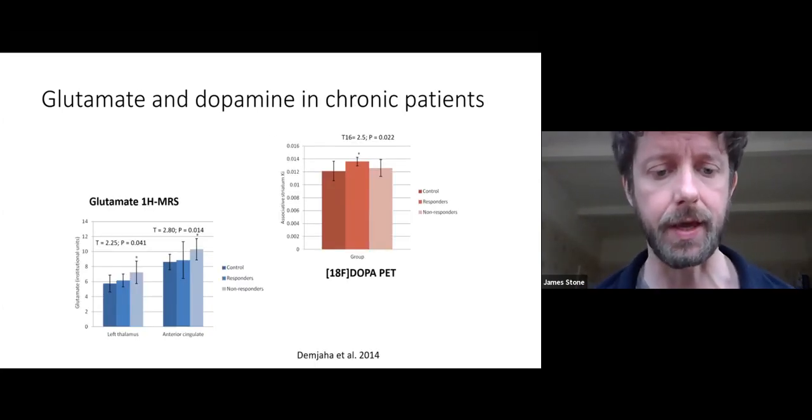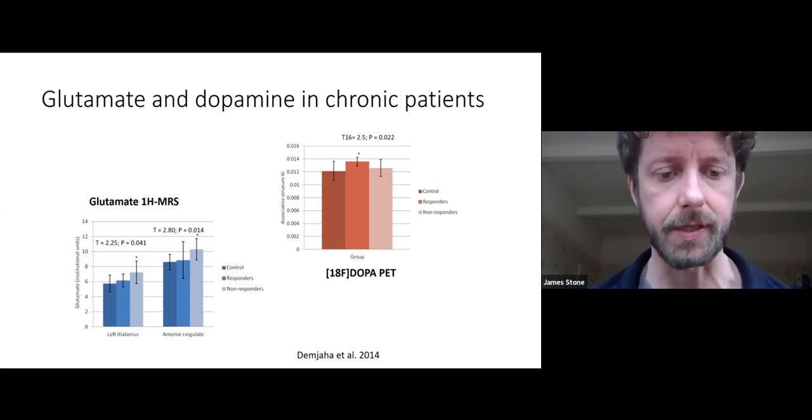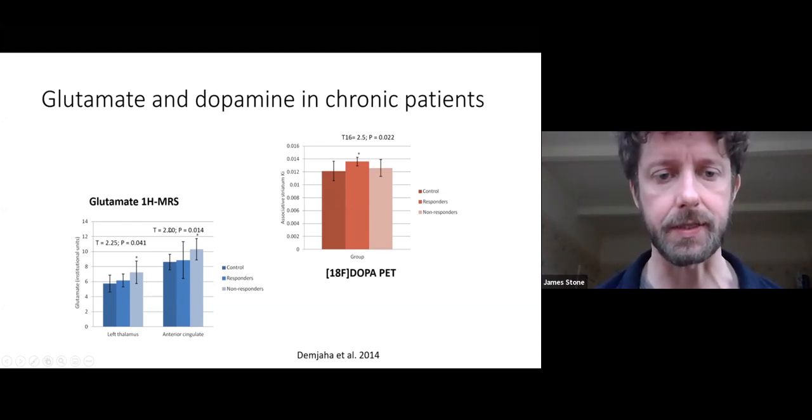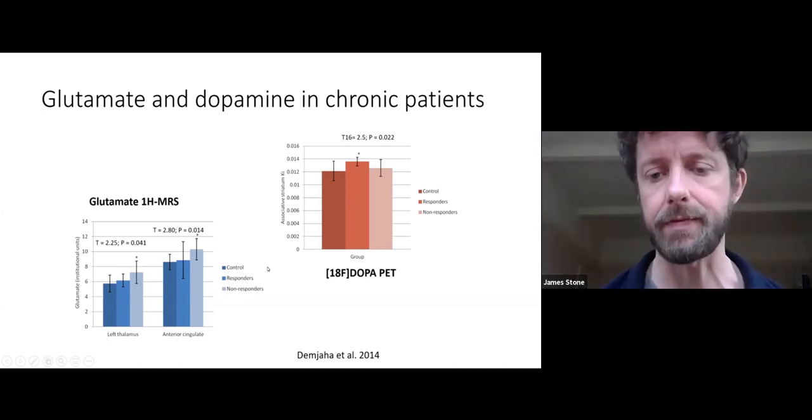Subsequently, we did some more work, and Oliver Howes' group as well did some work on this using MR spectroscopy and 18F-DOPA PET to look at the dopaminergic system. Arsema, who did this study, looked at patients with schizophrenia: first controls, then patients who are responders to antipsychotic drugs, and then patients who are non-responders, and again found the same pattern, that the non-responders tended to have higher levels of glutamate in the anterior cingulate and also in the left thalamus.